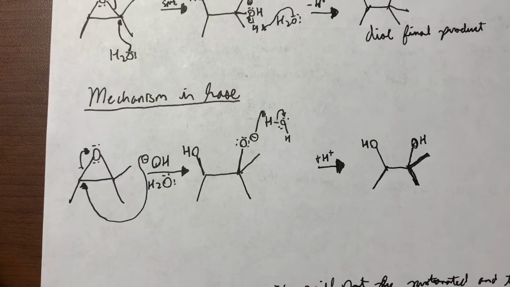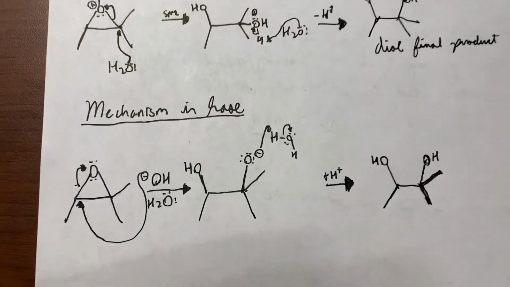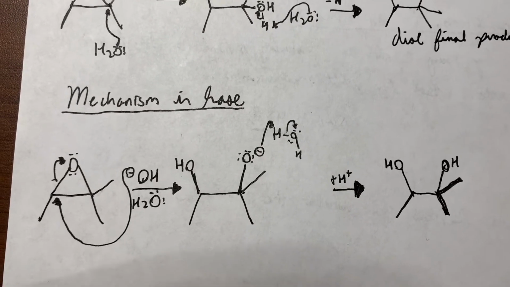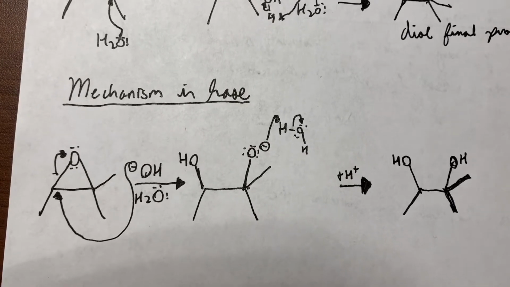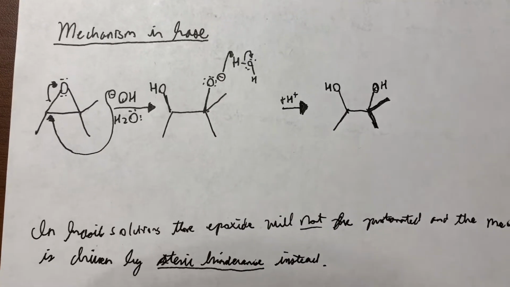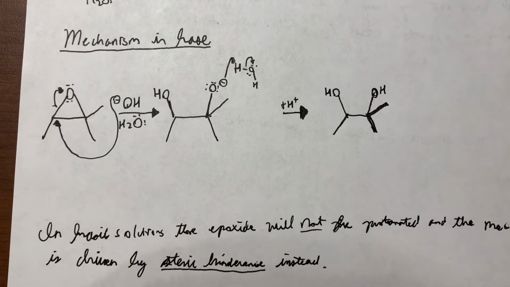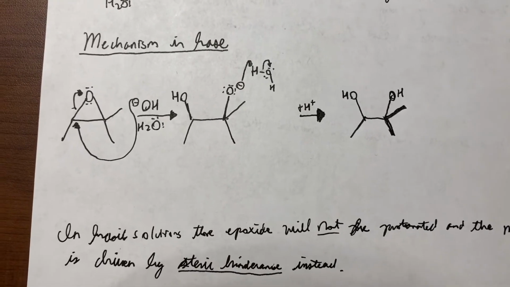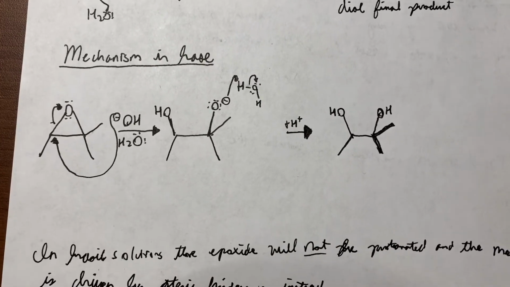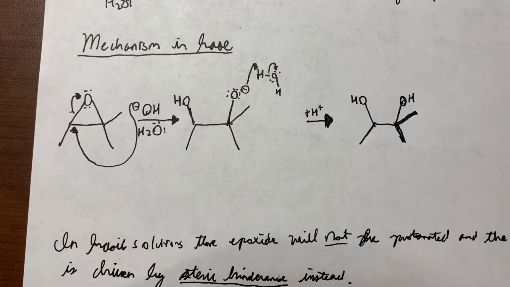So as opposed to the mechanism in acid, which is driven by resonance considerations and the fact that the more substituted carbon will have a higher partial positive charge on it, this one is simply driven by steric hindrance, which is much simpler, much more intuitive, and much more in line with what we have experienced before. So by a simple SN2 reaction, the hydroxide is going to replace one of the bonds that is attached to the epoxide oxygen.